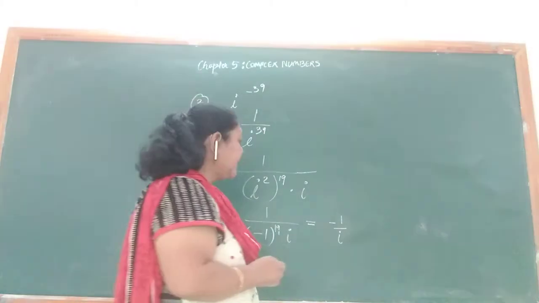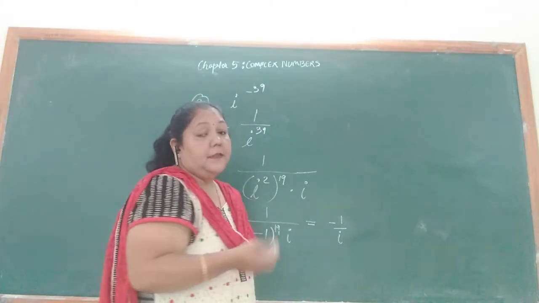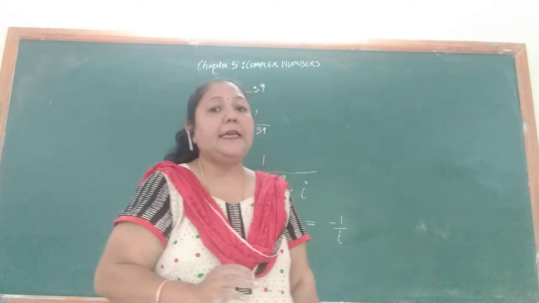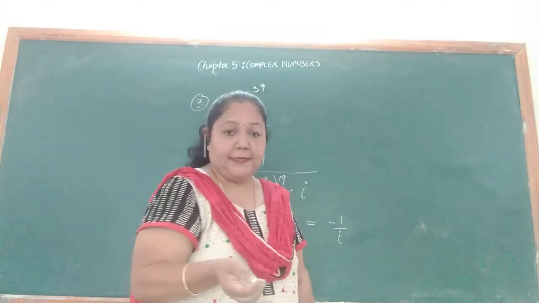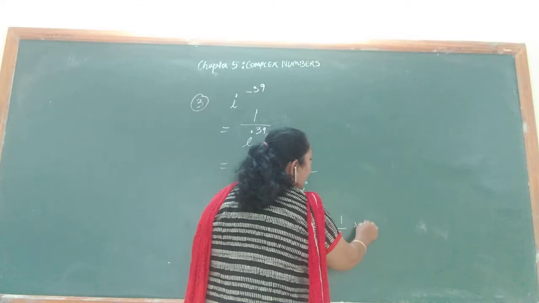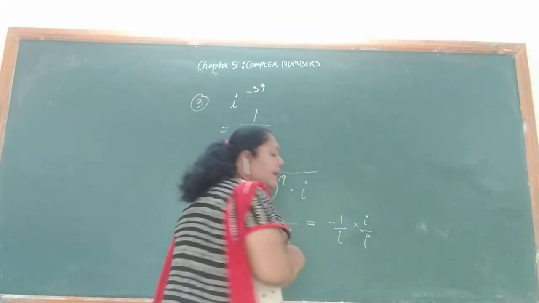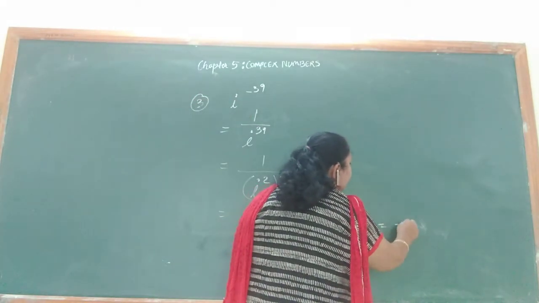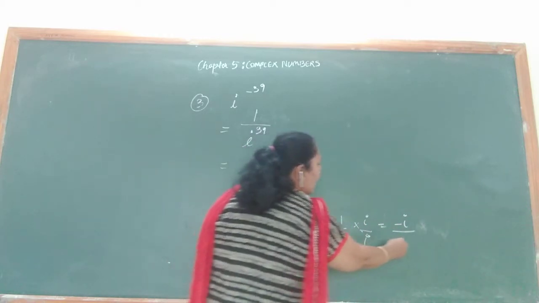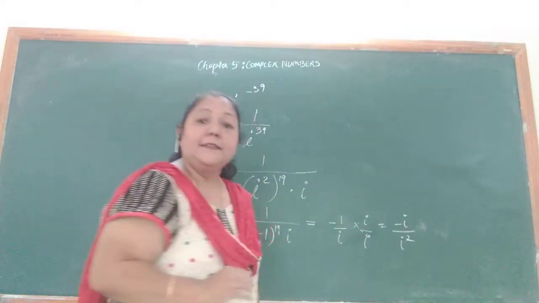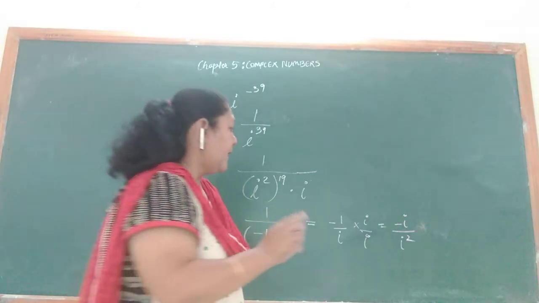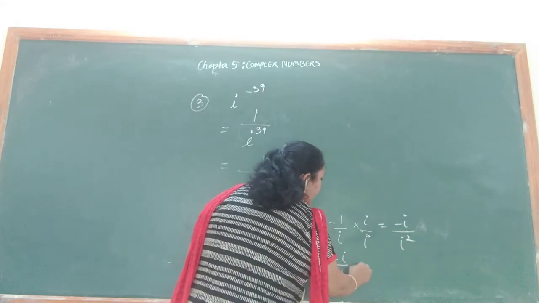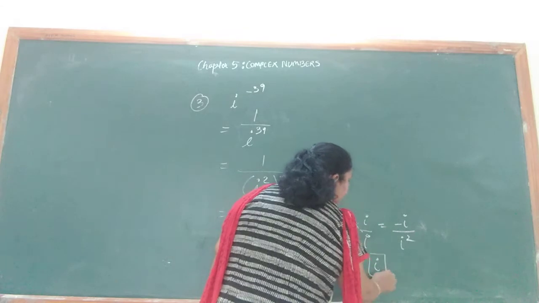Generally we never leave i in the denominator. We don't leave an i in the denominator. So to rationalize the denominator, I multiply by i in numerator and denominator. So this becomes minus i, and upon i into i is i square, and I know i square is minus 1. So what will happen here? This is minus i upon minus 1, that is equal to plus i. So the answer is plus i.